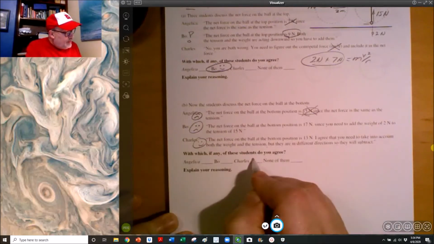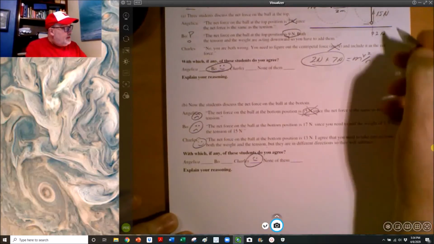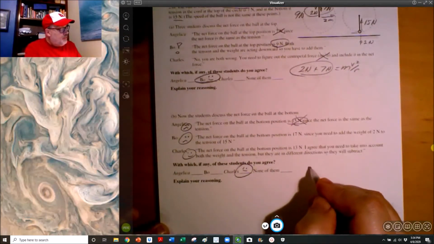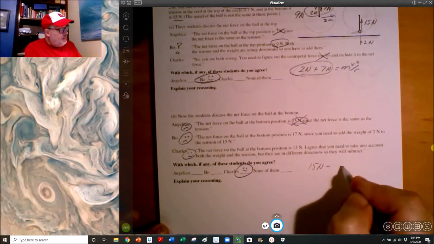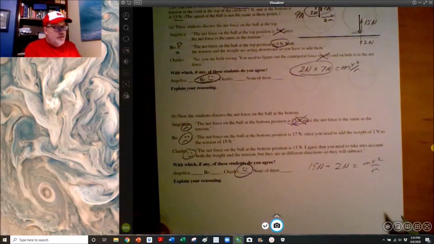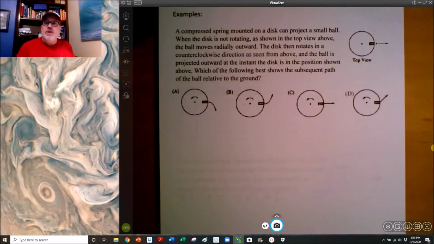Charles pulls it out of the fire and is the winner because 15 minus 2, that's our centripetal force. 15 towards the center minus 2 away from the center equals mv squared over r. There we go. Our next example is a conceptual question.